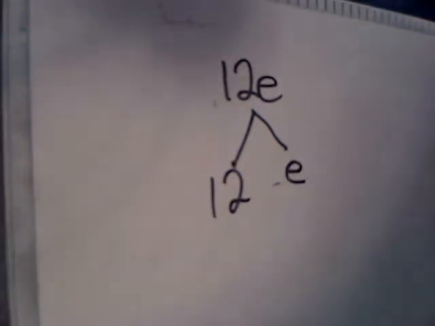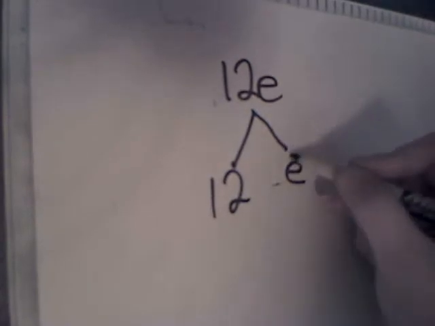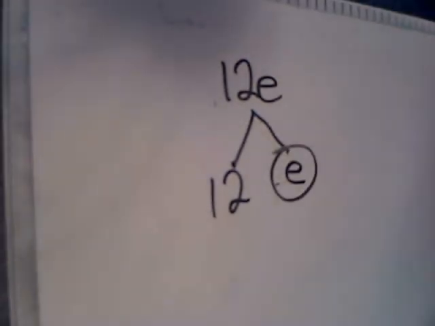What we need to do here is find all of the prime numbers that are being multiplied together to get 12e. The first thing that we know is that 12e is the same thing as saying 12 times e. And because I don't know how to break e down anymore, that's going to be counted as a prime number. I can't do anything else to it.